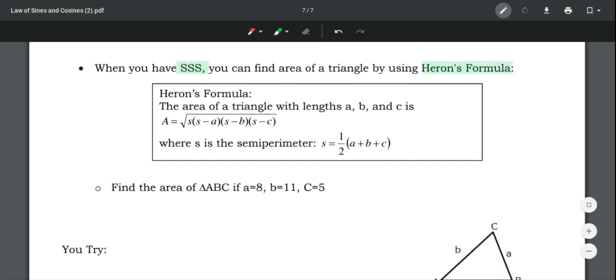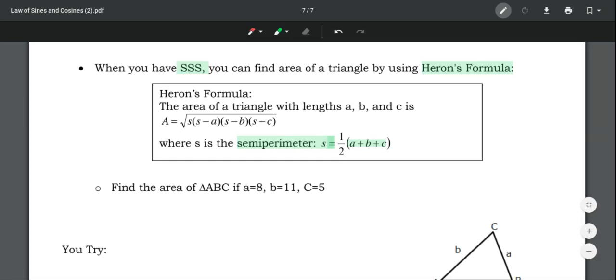Now, Heron's formula: the area of the triangle with lengths a, b, and c is equivalent to the square root of s, which is what we call our semi-perimeter. That semi-perimeter is s. So s times the quantity s minus a, times the quantity s minus b, times the quantity s minus c, all under the radical.